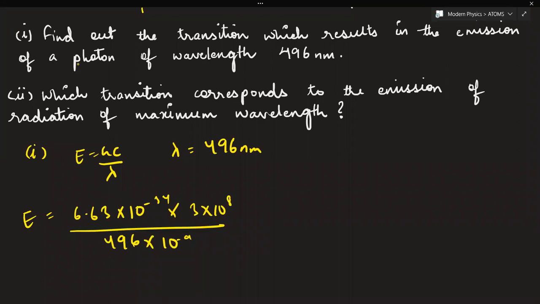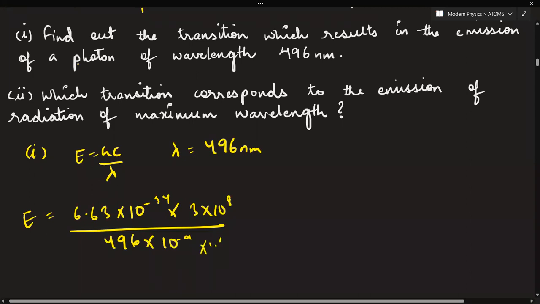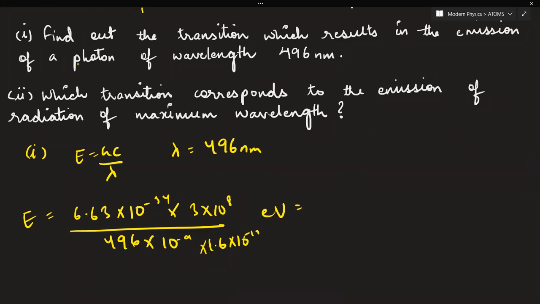Let's make it into electron volt. So let's convert this into electron volt. This will now be in electron volt. So around 2.5 electron volt, you will get this. Now you have this around 2.5, and now it's easier for you to solve this question.